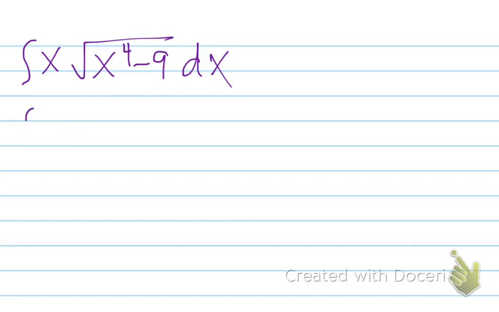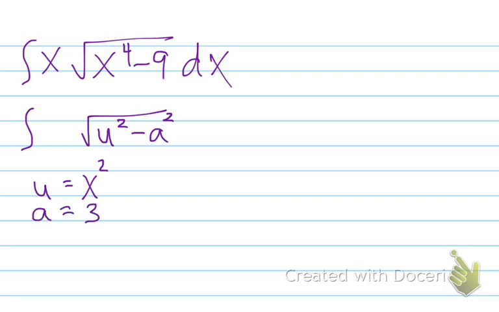I'm going to say, okay, inside of here at least, if I make u equal to x squared, then this would be u squared minus 3 squared, or a squared I should say, if we make a equal to 3. And there is something like that in the back of the book, but then what do we do with this x?